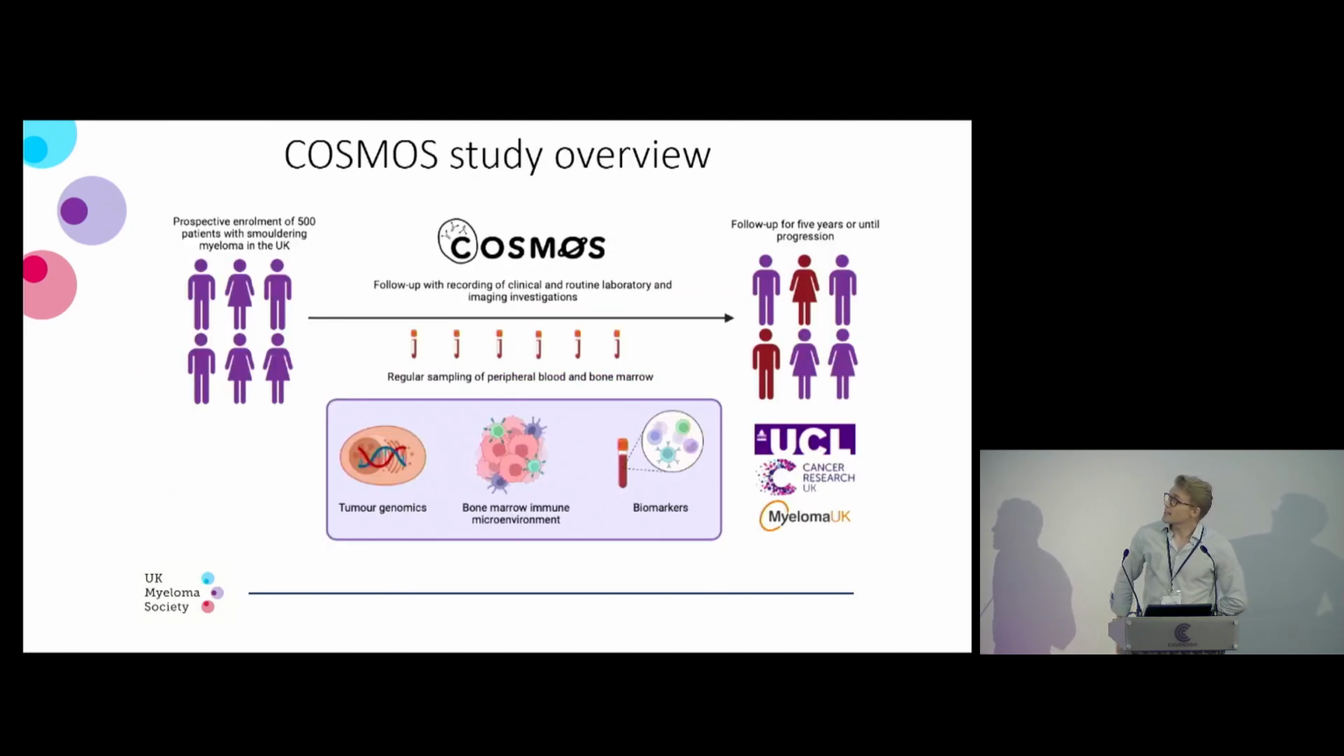So the COSMOS study is a prospective observational study in smoldering myeloma in the UK. We've been open since 2021, and we're aiming to recruit 500 patients with smoldering myeloma. We have follow-up of and collection of routine clinical information, routine laboratory data and imaging, as well as regular sampling of peripheral blood and bone marrow. Patients are followed up for 5 years or until progression, and with prospective and sequential sampling, we hope to track changes in tumour genomics, bone marrow microenvironment, and serum biomarkers.